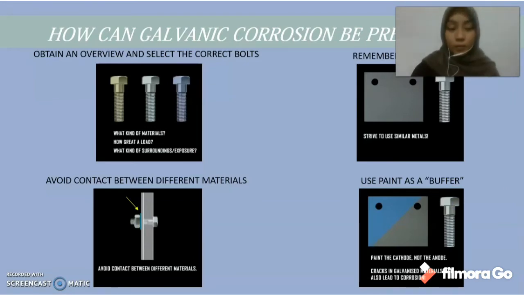And we must remember that we must paint the most noble part, which is the cathode, because if we paint the anode and a crack forms in the paint, the galvanic current will flow to that point and may result in significant corrosion. And those are some points of good practice to prevent galvanic corrosion.